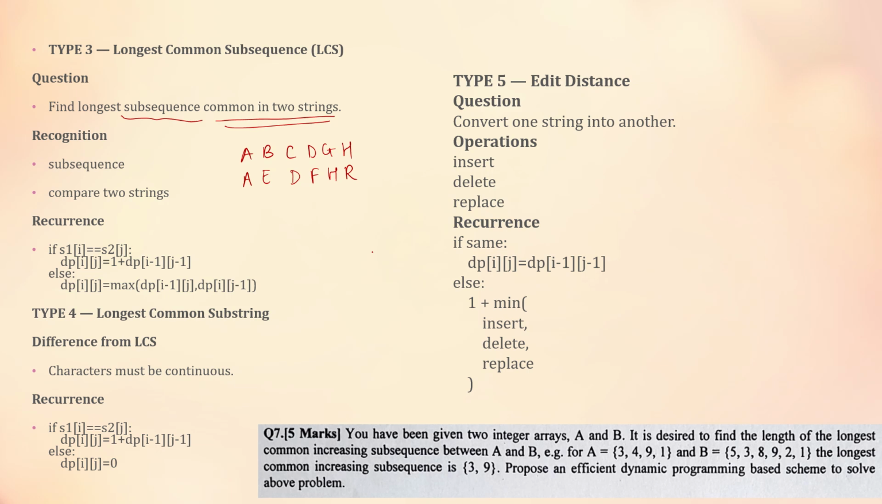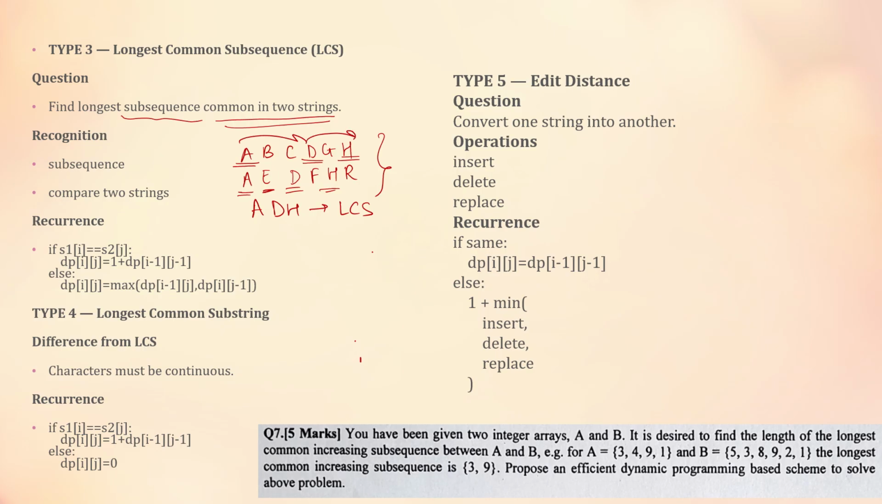Now, longest common subsequence will be A, D, H. Can you see these are all in a sequence: A, D, and H. But here you can see E is not there. So A, D, H is your LCS. Then F, F is also not there. R is also not there. But E, D, H is also following the order.